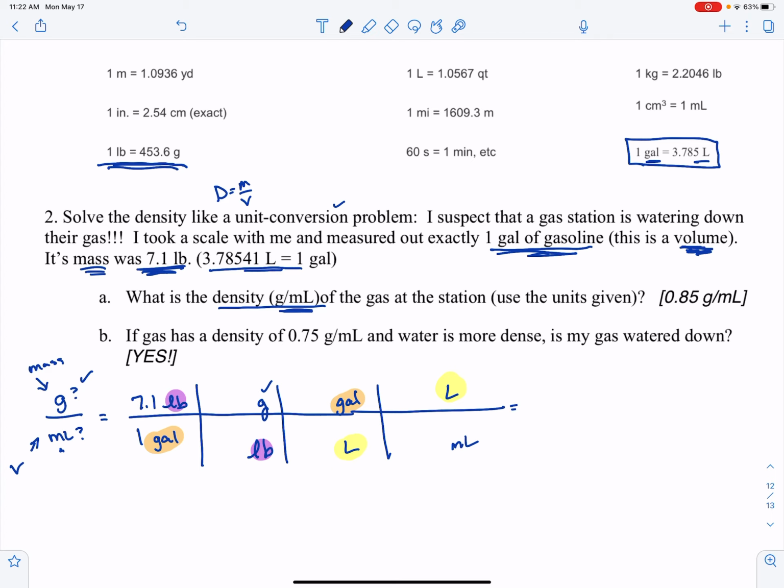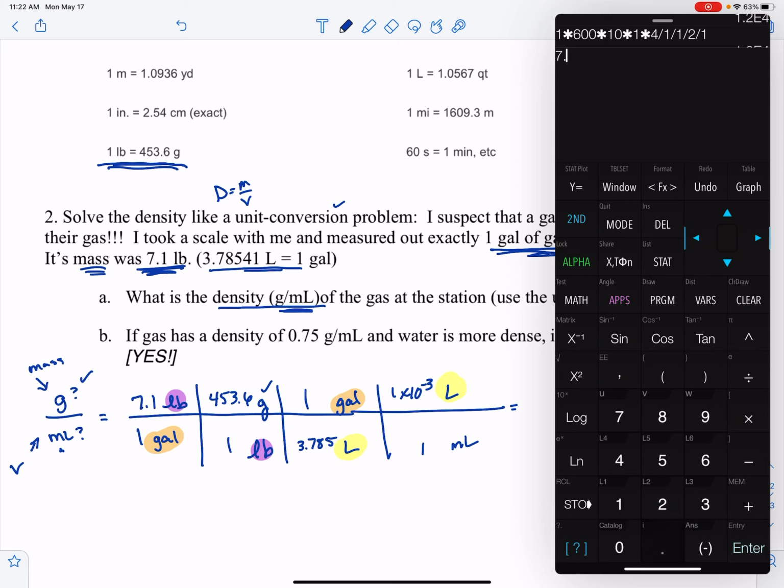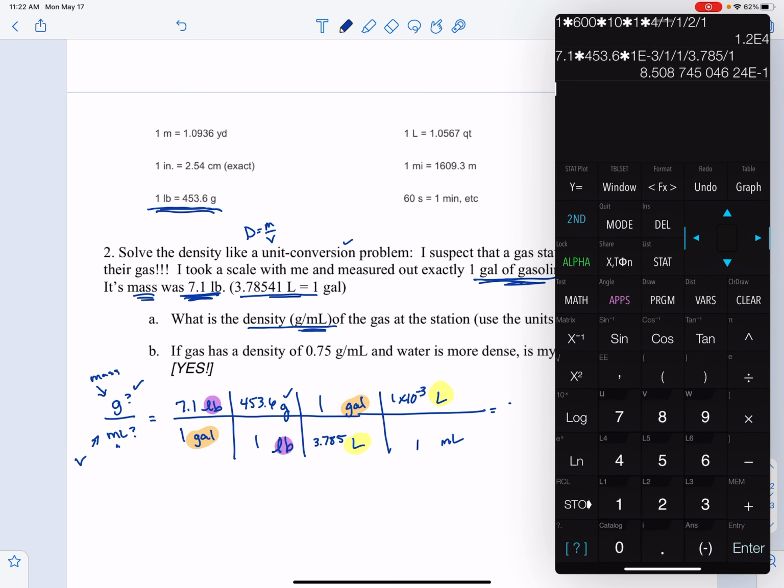So I'm just going to throw my numbers in. 453.6 in 1 pound. 3.785 in 1 gallon. And 1 times 10 to the minus third liters. I'll just throw that in a calculator. 7.1 times 453.6 times 1, exponent key, -3, divided by 1, divided by 1, divided by 3.785, and divided by 1 again. Enter. So that gives me 8.5 times 10 to the minus 1.